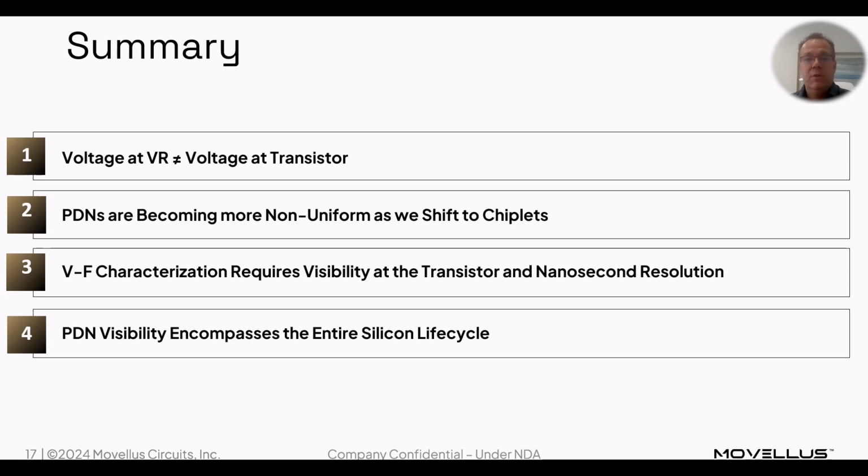And visibility at the transistor level through your power distribution network encompasses the entire life. The value may be different on the tester for DPPM optimization versus in field for early failure detection. But in all cases, being able to see and understand the voltage at the transistor level is critical.